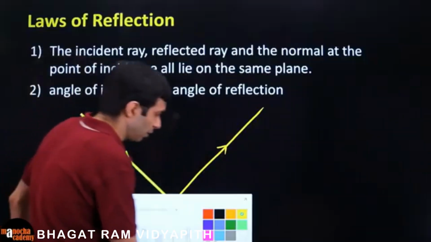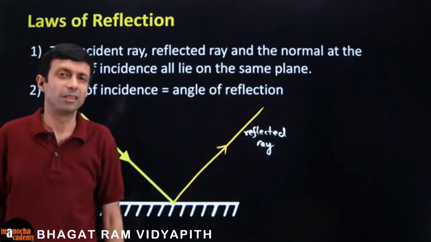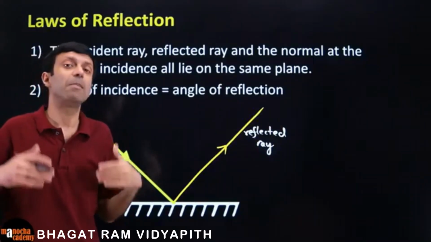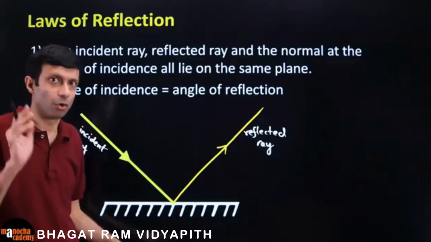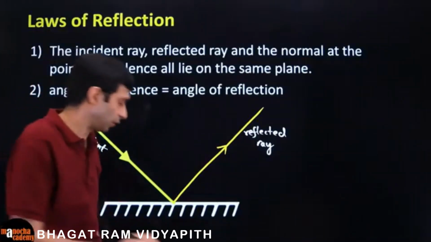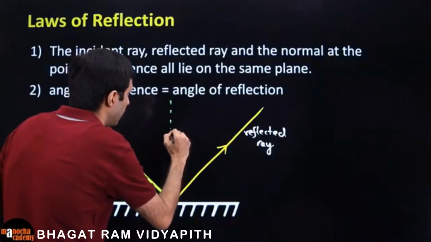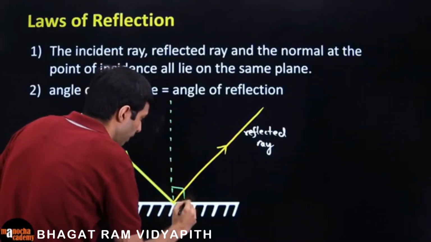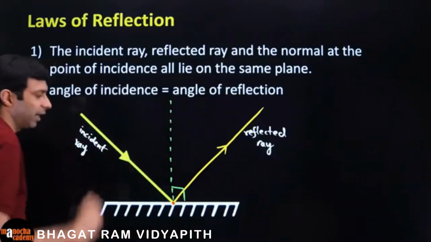Obviously this will be called the reflected ray. And the normal, what is the normal here? Normal means it's not a ray, but it's an imaginary line that is drawn perpendicular to the mirror. Normal is an imaginary line drawn perpendicular to the mirror. So let's draw it. So normal will look something like this. An imaginary line drawn at the point of incidence and perpendicular to the mirror. So something like this. This is our point of incidence where the incident ray hits.